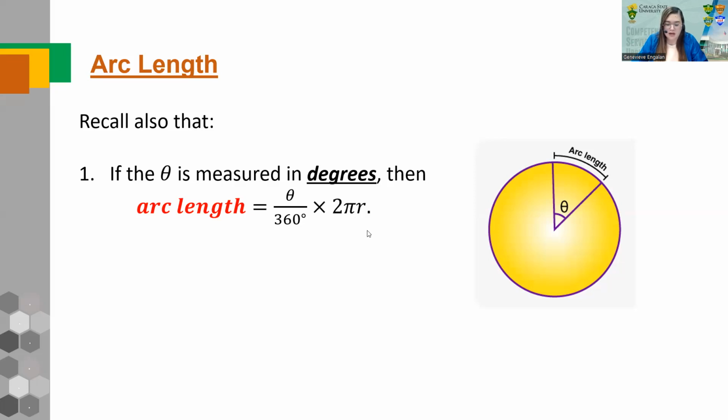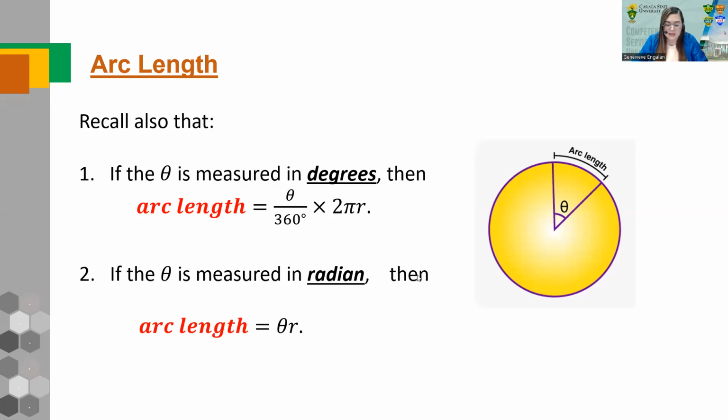So if your angle is measured in radian, then the arc length is equal to theta times the radius. Ay, the radius, sorry. Kaya ang r is the radius. So pasabot kana nga length, gikan dira padulong dira or gikan diri padulong dira. Okay, so remember that.